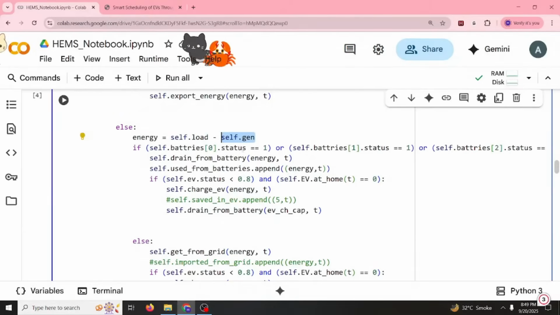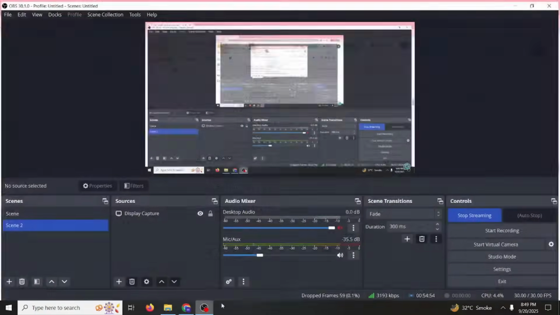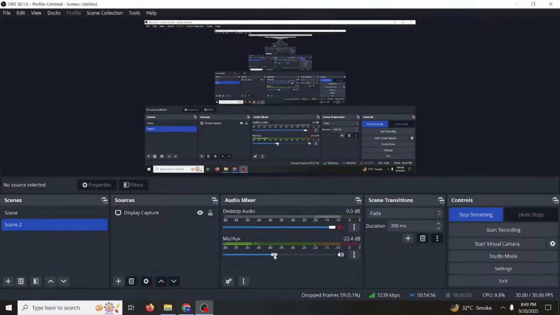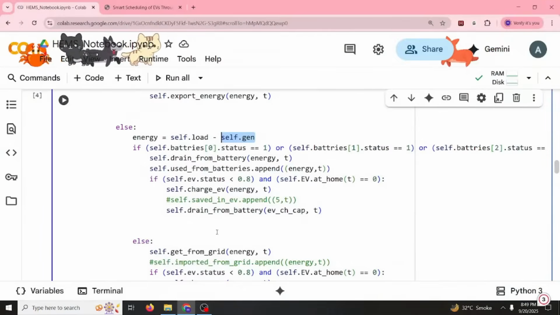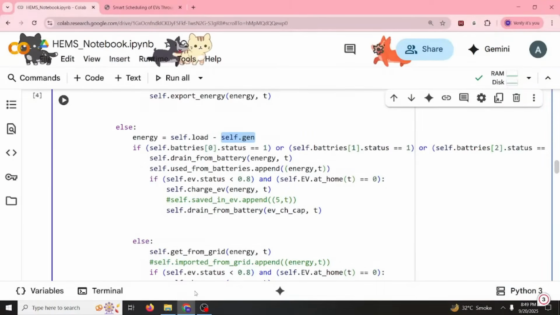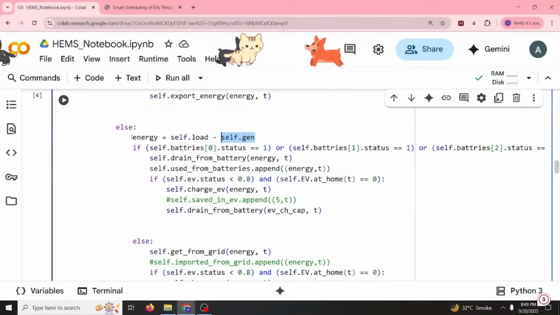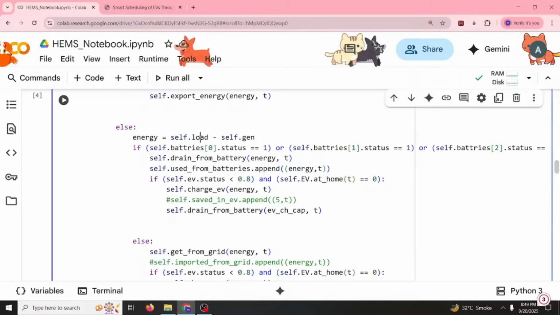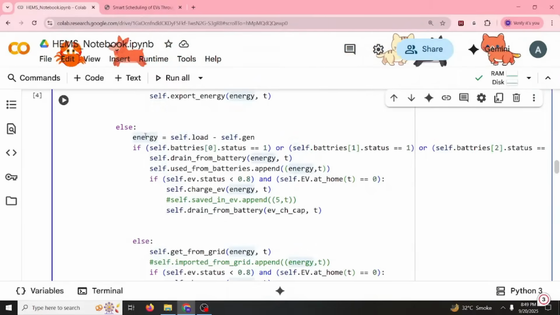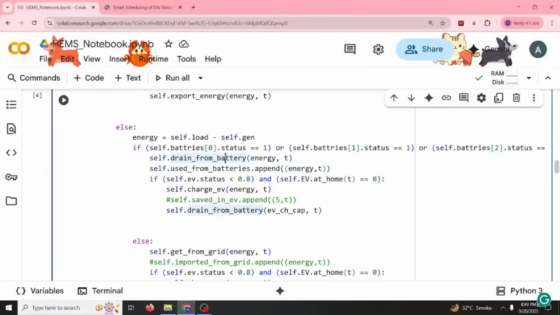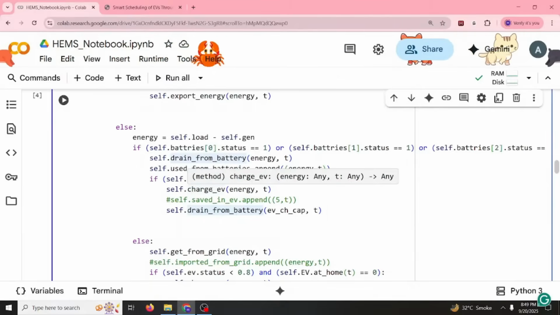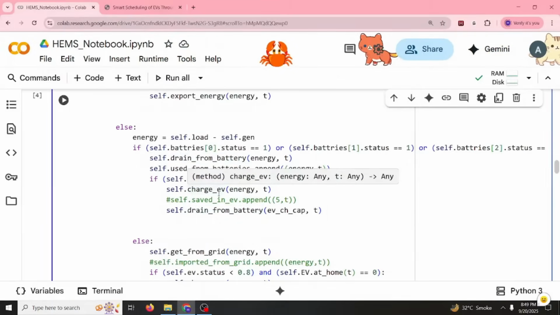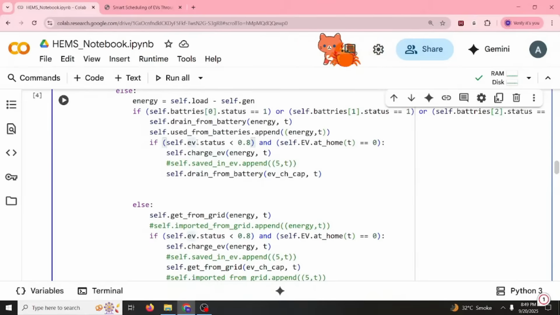Now if the system load is higher and the generation is less, the volume is a little bit low, let me enhance the volume here. Okay, so if the load is higher than the generation, that means we have to drain from the battery, and we cannot charge EVs. So far we will go like this.